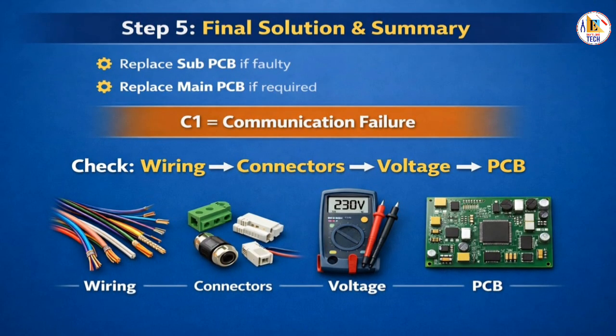Step 5. Final solution and summary. If all previous checks fail to resolve the C1 error, replacing the faulty PCB is usually the final solution. Start with the sub PCB, and if needed, replace the main PCB. Remember, the C1 error always points to a communication failure between the PCBs. By systematically checking the wiring, connectors, voltage, and PCBs, you can identify the root cause and restore your Daikin AC to proper working condition. Following this professional approach ensures a reliable, long-term fix.